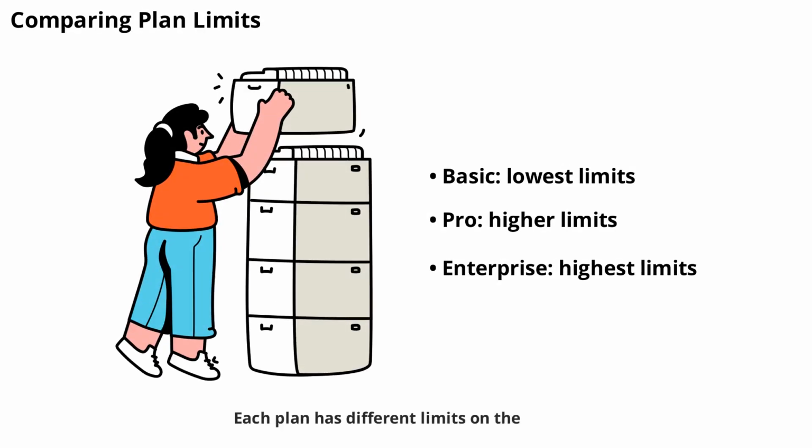Each plan has different limits on the number of zaps and tasks you can run. The Basic plan has the lowest limits, suitable for light use. The Pro plan increases these limits, supporting more complex and frequent automations. The Enterprise plan offers the highest limits, designed for organizations running mission-critical workflows at scale.